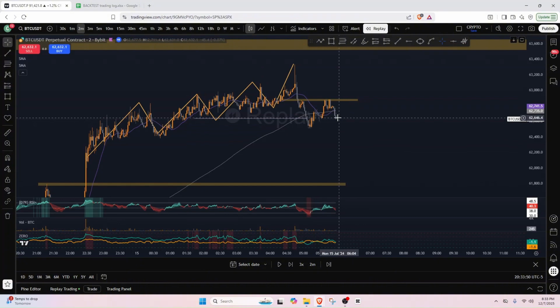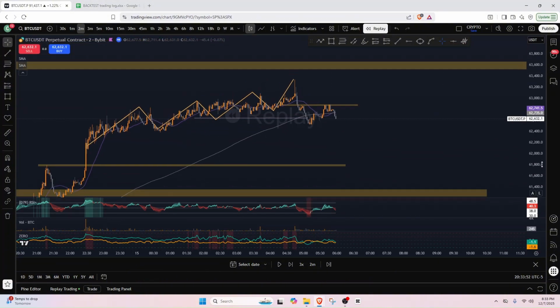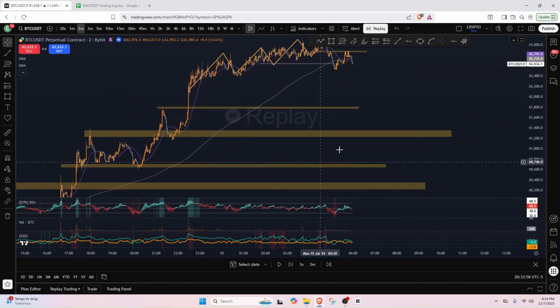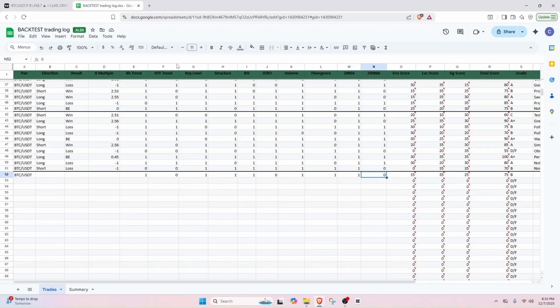And at this point, we have crossed over the 200 moving average for the first time since Sunday at 3 p.m. So it's been a while, especially on the 2-minute time frame. That's a while. All right, so I've got an 80. So let's go ahead and put it in.